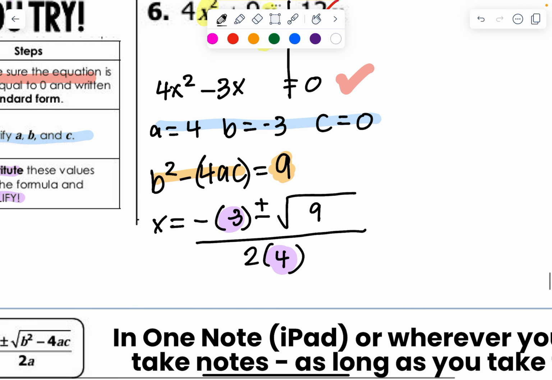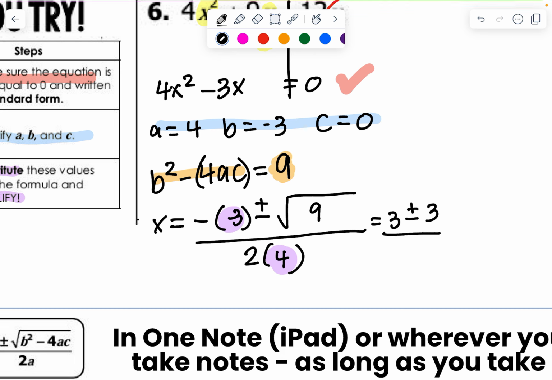Negative negative 3. A negative times a negative gives me positive 3. Plus or minus 9. It's a perfect square root. That's 3 all over 2 times 4, which is 8. So I have 3 plus 3 over 8, or 3 minus 3 over 8. Again, just to be super clear, the plus comes from this part. The minus comes from this part.